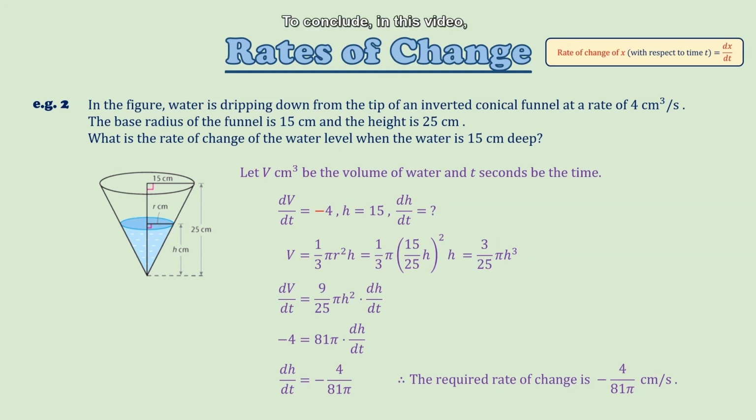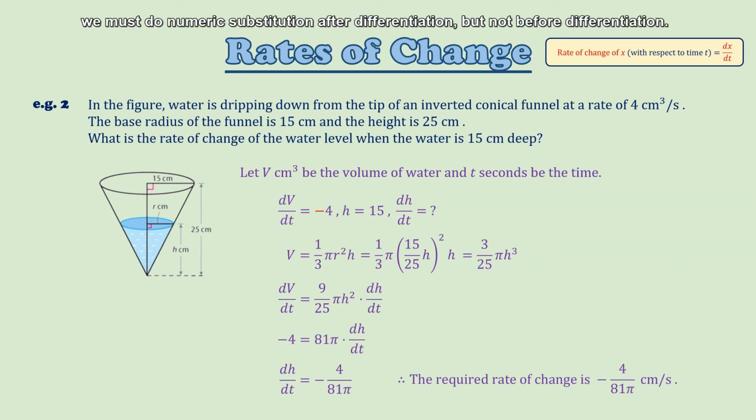To conclude, in this video, we have learned how to find the instantaneous rate of change of a quantity. To find this rate of change, we can simply do differentiation, but we should pay attention that we must do numeric substitution after differentiation, but not before differentiation.